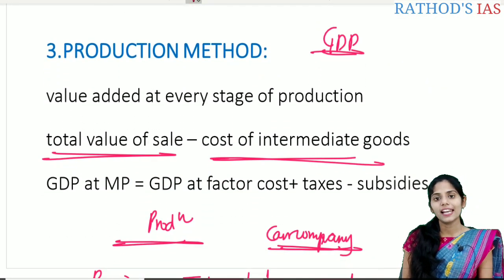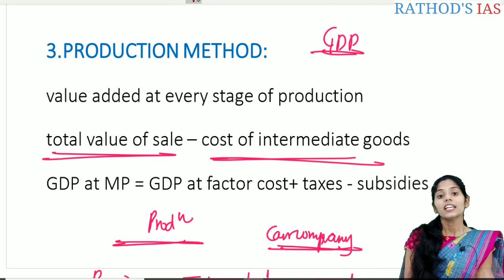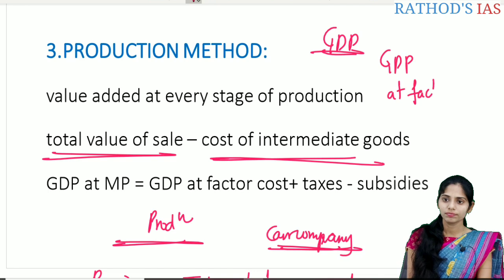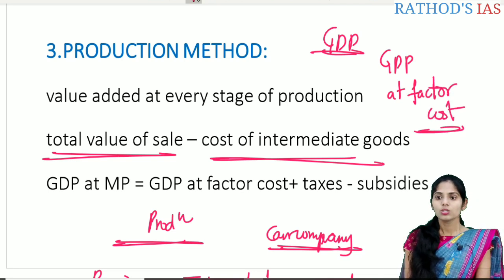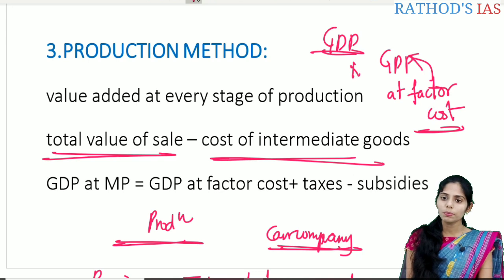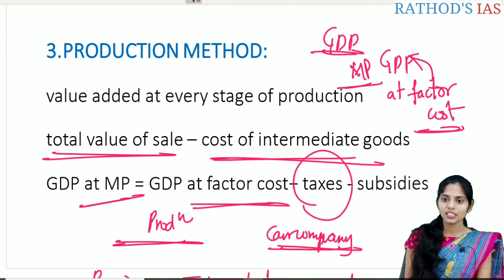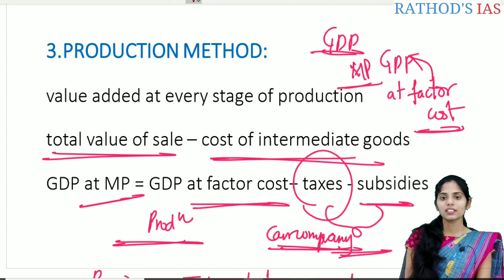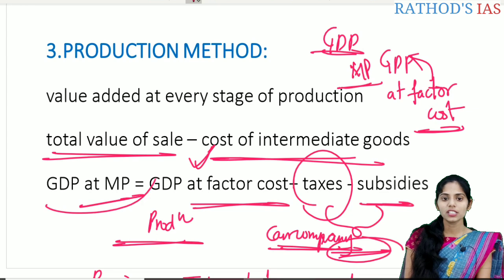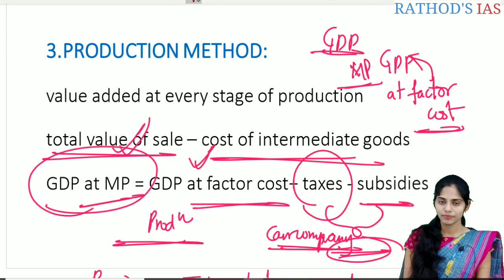So whenever we calculate the GDP through this production method, again we will get the GDP at factor cost. So when we want to calculate the GDP at market price, then again we have to apply a formula here. GDP at market price is equal to GDP at factor cost plus taxes minus subsidies. That means the net taxes will be added to the GDP at factor cost. So this is the GDP at market price.